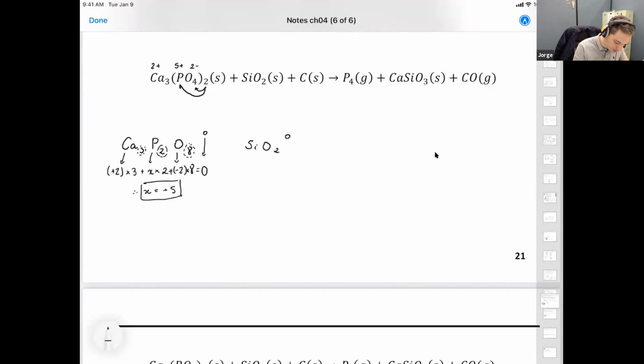Silicon dioxide is neutral. Therefore, the sum of the oxidation numbers has to be zero. Oxygen is -2. We have 2 atoms of oxygen in the structure. Therefore, we need to multiply by 2. And silicon is what we are looking for. Therefore, the only possible oxidation number for silicon in this compound is +4.